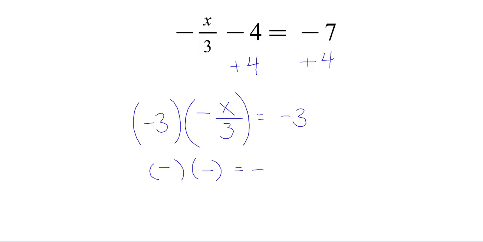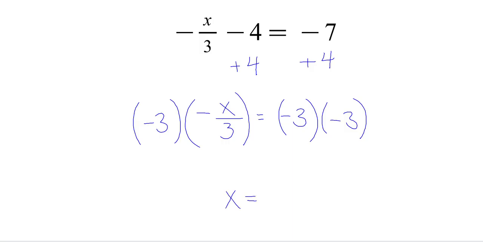So if there's a sign there of a negative, we'll always multiply and divide by a negative also. So this is going to get multiplied by negative 3 as well. And over here, the negatives cancel, the 3's cancel, and we're left with x equals negative 3 times negative 3. Well, a negative times a negative is always a positive, and 3 times 3 is 9. So our final answer is x equals 9.